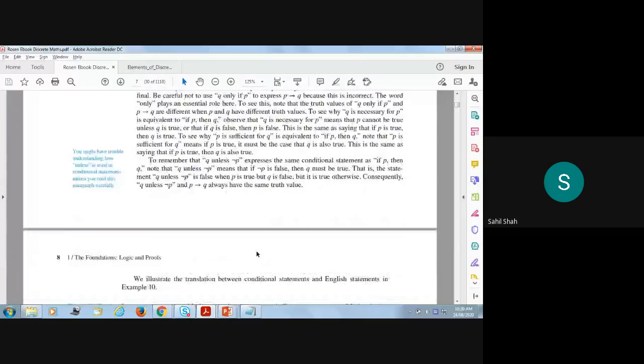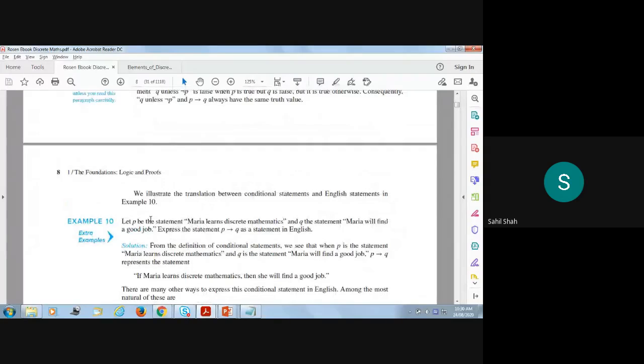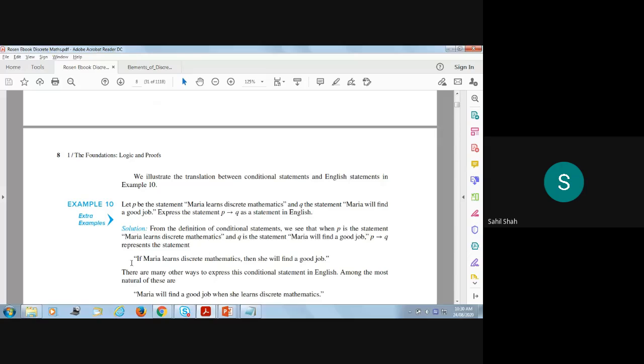Okay. So let me try to explain a solved example from the Rosen book, which says: let P denote the statement Maria learns discrete mathematics. Q denotes the statement Maria will find a good job. So how to express this in P conditional Q notion? If I have to use if, then I will use it: if Maria learns discrete mathematics, then she will find a good job. Again, I am using she instead of Maria. So likewise, in English, you can make use of appropriate statements.